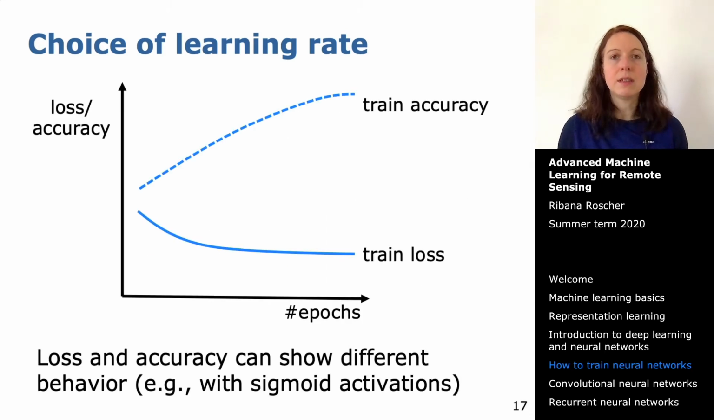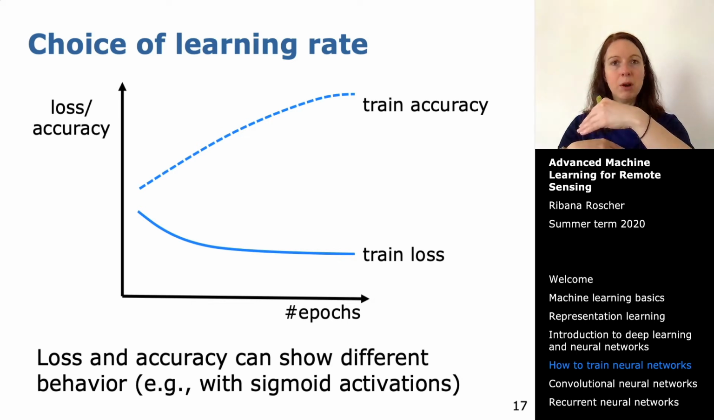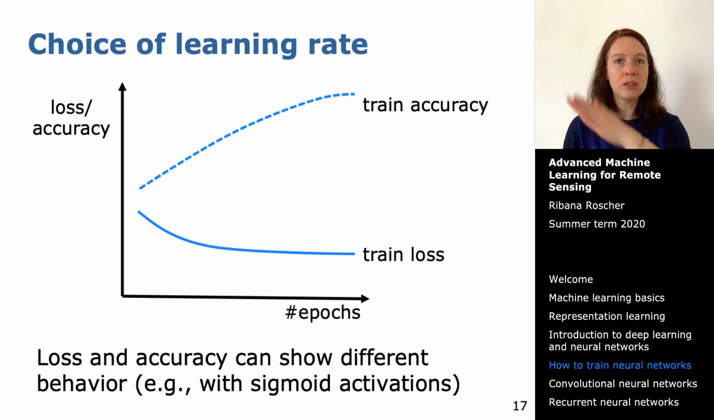So another interesting thing you can observe when you have a look at the learning rate is to look not only at the loss function value, but also at the accuracy. Sometimes it can happen that they behave in a different way. What you normally expect is some kind of mirrored behavior. So if the accuracy goes up, you expect that the loss curve goes down in a similar way. This is mostly the case, but sometimes it's not.